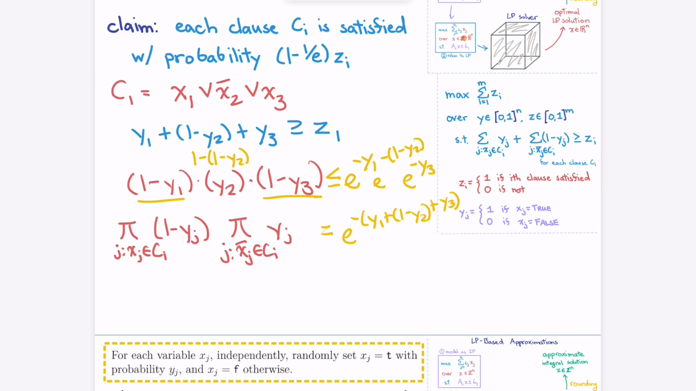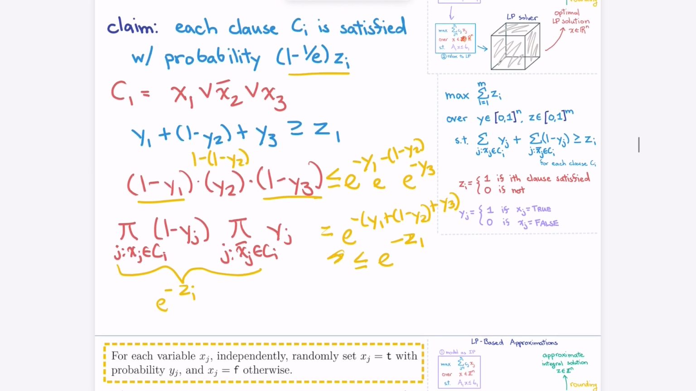And what is this quantity? I guess the exponent is greater than or equal to, so this is at most e to the minus z1, just like how this one will be at most e to the minus zi. Okay? So now I still have to do something like this, which I only vaguely remember, so hopefully I get it right.